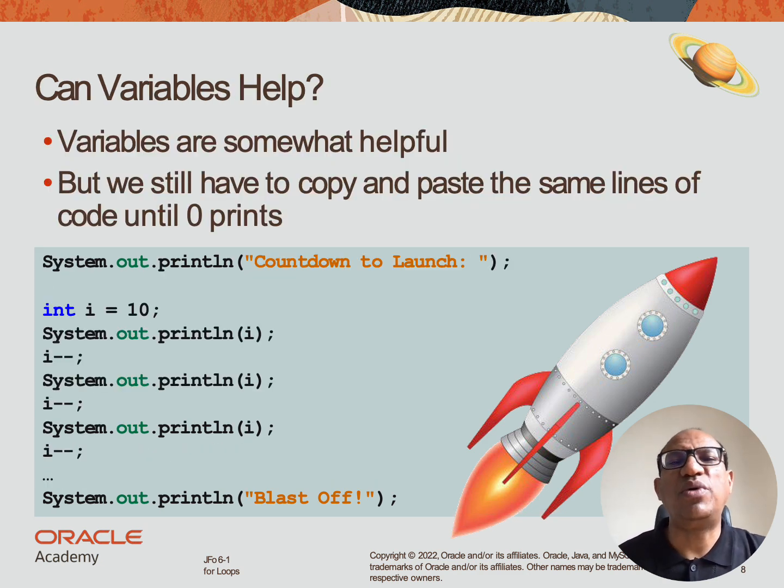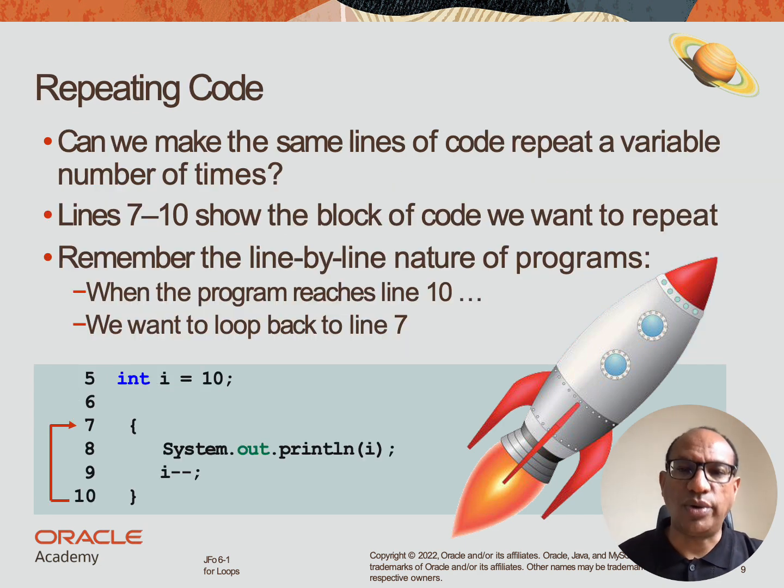You might think, what if I just use a variable like int i = 10, then System.out.println(i), then i--. That does help a little, but it still doesn't fix the repetition. We're still copying and pasting the same lines. Okay, let's think bigger. What if we could tell the program, repeat this block of code until we are done? That's what loops are for. We want to loop again and again, but with updated values each time.